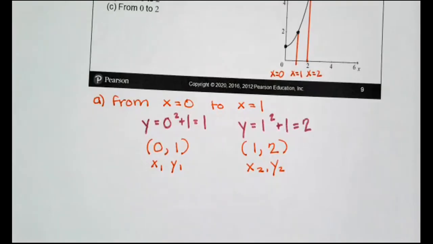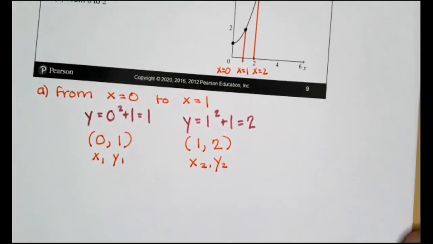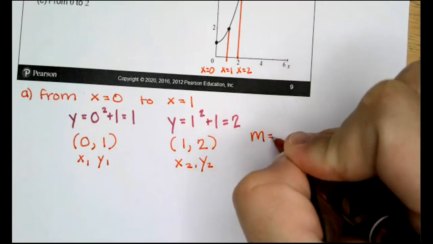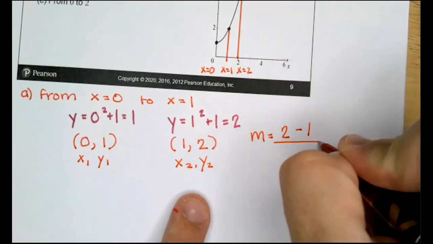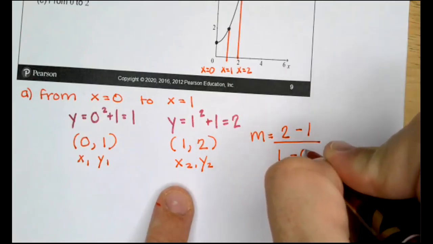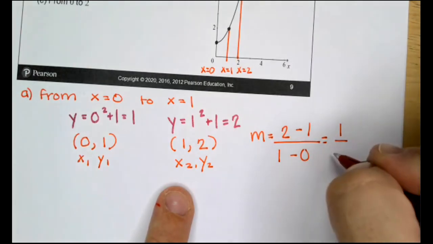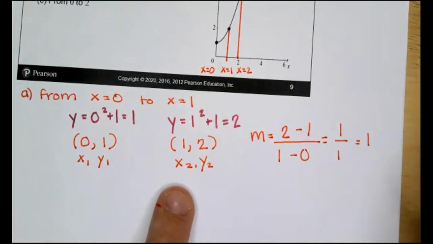Now I just use the slope formula on them. M is y2 minus y1 over x2 minus x1. 2 minus 1 is 1. 1 minus 0 is 1. So my slope is 1. Rise 1, run 1.